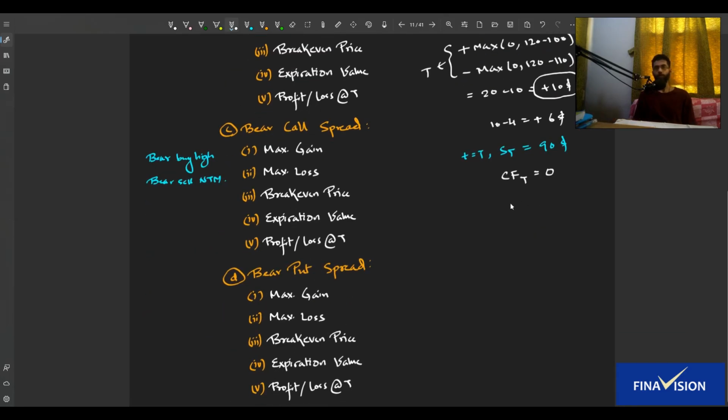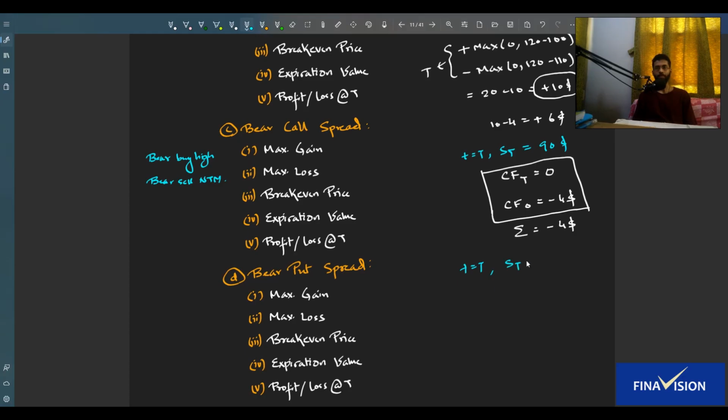So the initial cash flow, that is cash flow at time 0, is equal to minus $4, and this is what remains totally. So total cash outflow remains minus $4 plus 0, which is minus $4. The sum is equal to minus $4. Let's look at a third scenario. Let's say the stock price reaches $104.